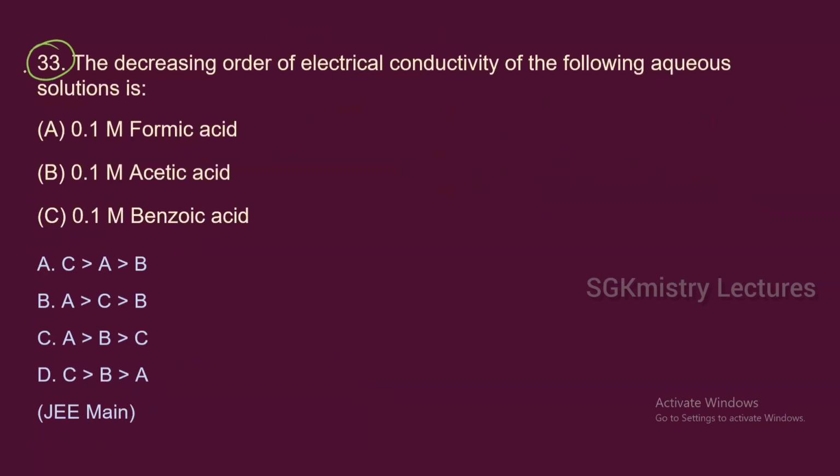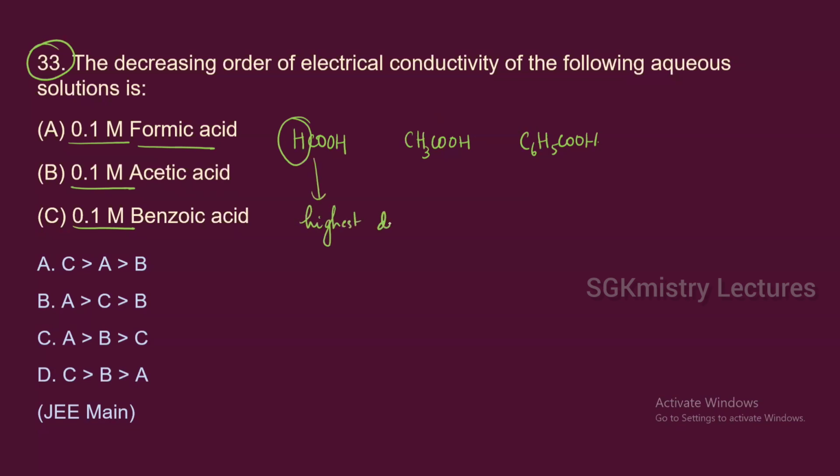Next, coming on to question number 33, the decreasing order of electrical conductivity of the following aqueous solutions is. So we have, in this case, the same concentration given for all of these: formic acid, HCOOH, acetic acid, CH3COOH, and benzoic acid, C6H5COOH. Now, in this case, we know that HCOOH, that is formic acid, has the highest degree of ionization. Why does it have the highest degree of ionization?